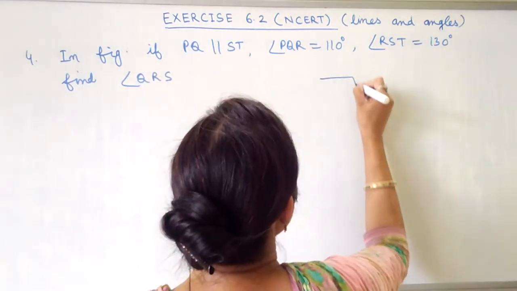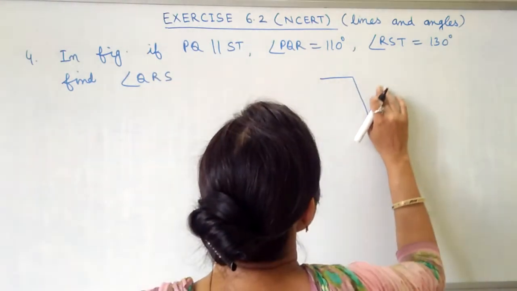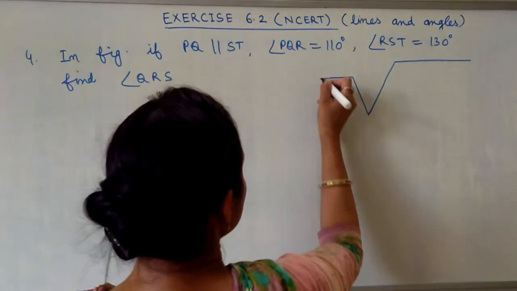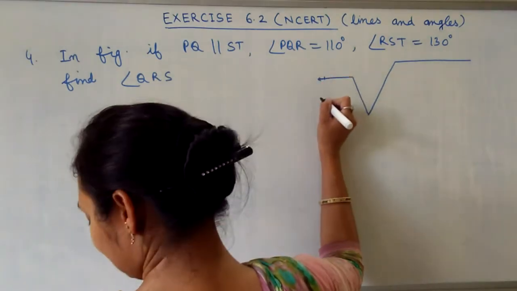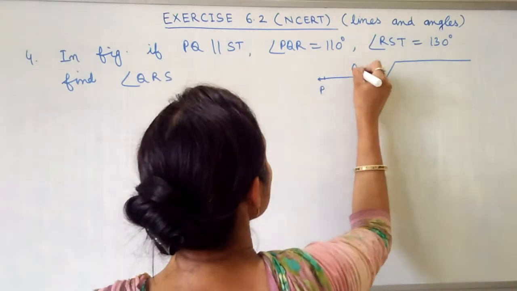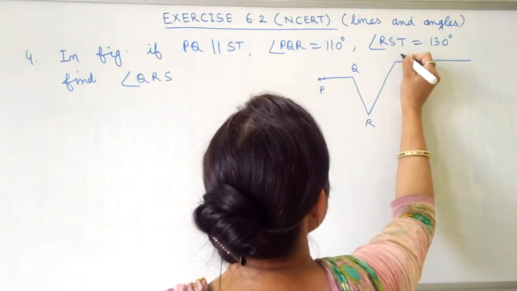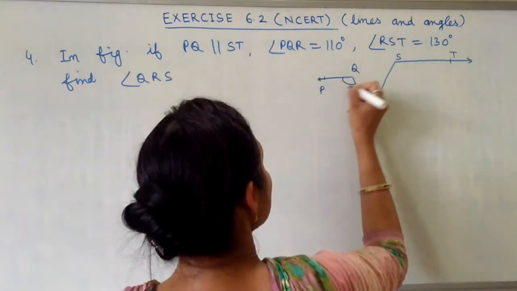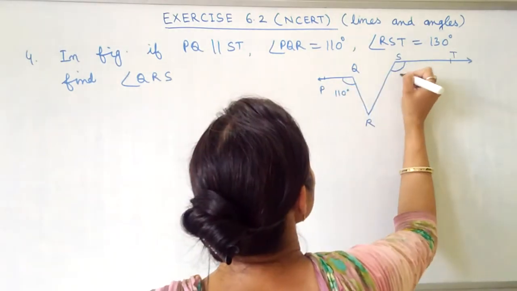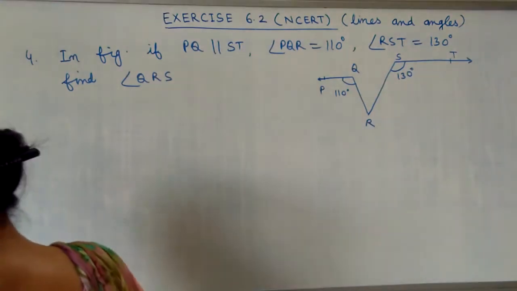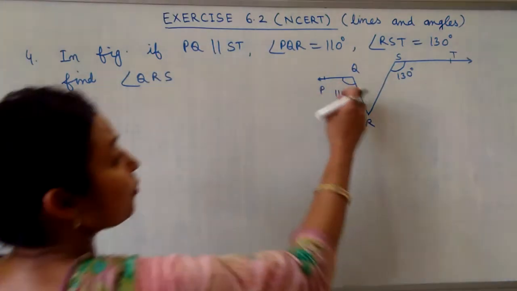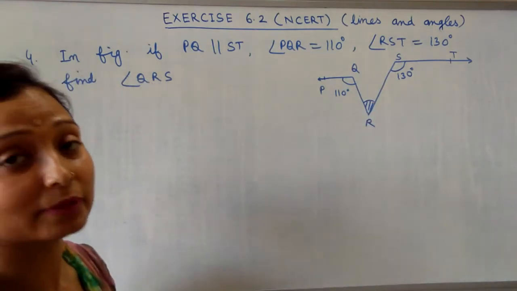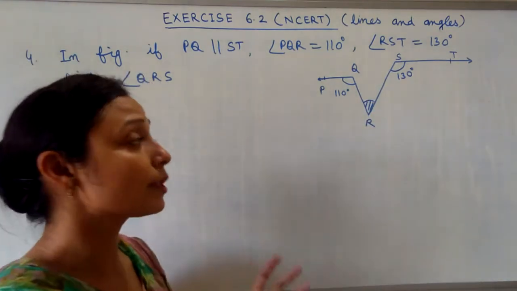The diagram is given in this way: these are parallel. P, Q, this is R, this is S, and this is T. This is 110 and this is 130. So we have to find the angle QRS. To make this very simple, we have to find the angle by using a very simple method. So what is the simplest method?